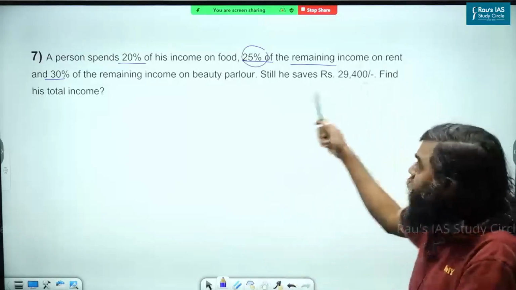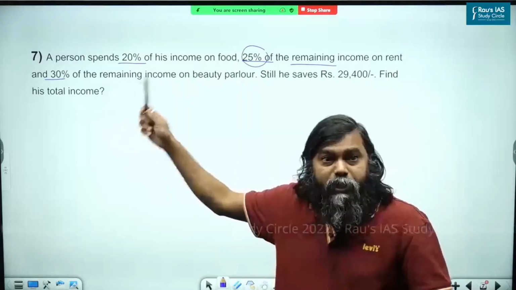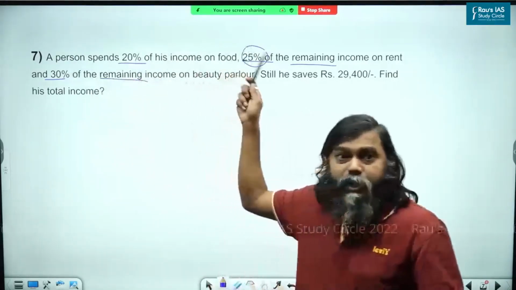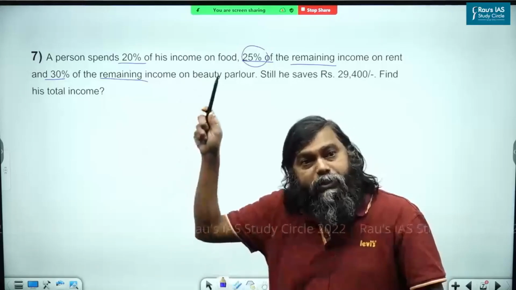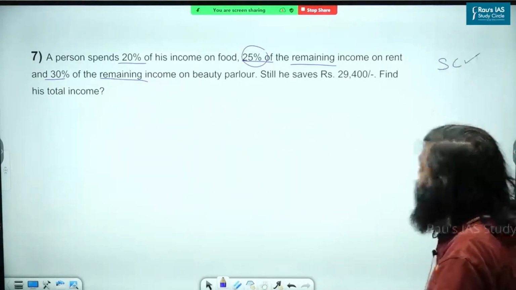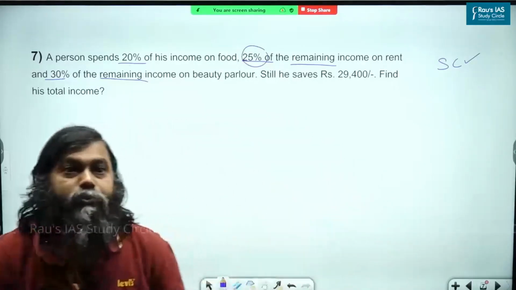Next, you are spending 30% money. 30% of original or remaining? Remaining. The three percentages are not calculated based upon the same total. This question is suitable for successive changes. All are understood?